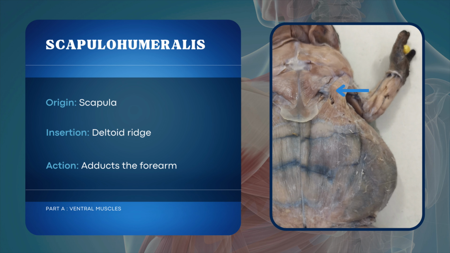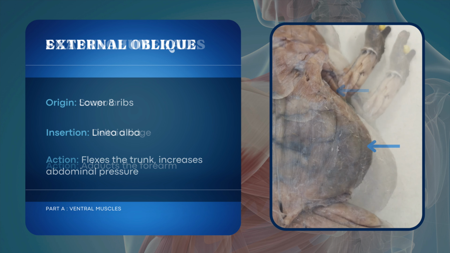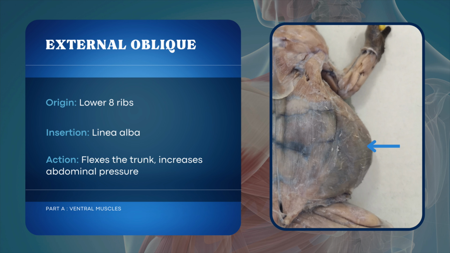Next, we have the scapulohumerales, also known as the deltoid. Its origin is in the scapula and its insertion is in the deltoid ridge. It is the adductor of the forearm. We have the external oblique lastly. Its origin is in the lower 8 ribs and its insertion, on the other hand, is in the linea alba, and its action is that it flexes the trunk and increases abdominal pressure.